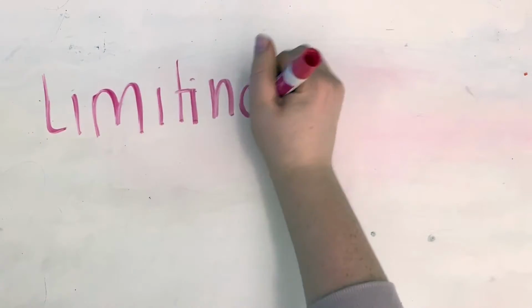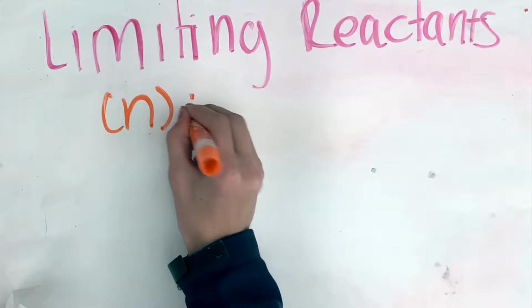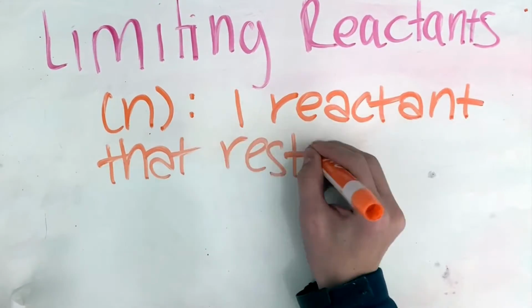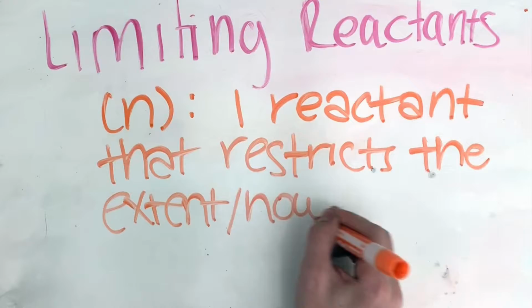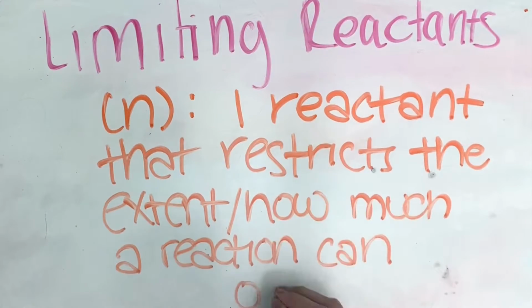Hey guys, in this video we will discuss limiting reactants. What is a limiting reactant? A limiting reactant is one reactant that limits or restricts how much the reaction can occur. Essentially, it determines the amount of a product that can be produced.